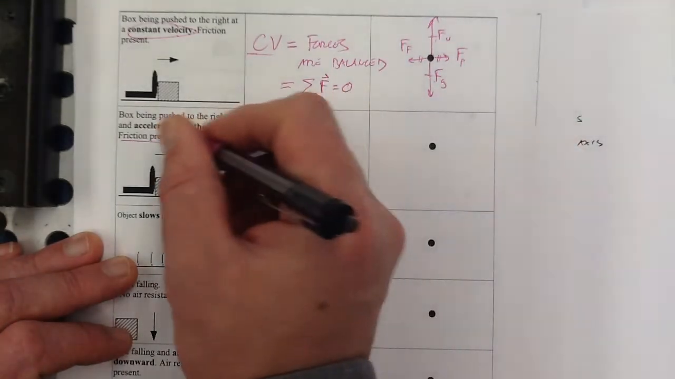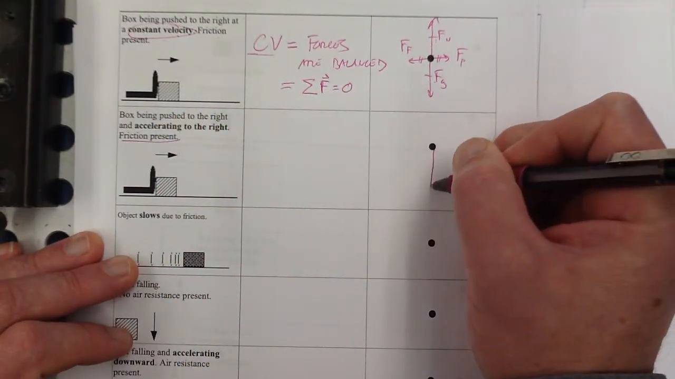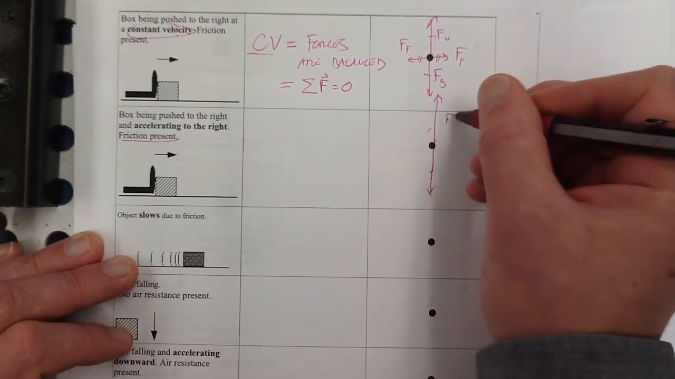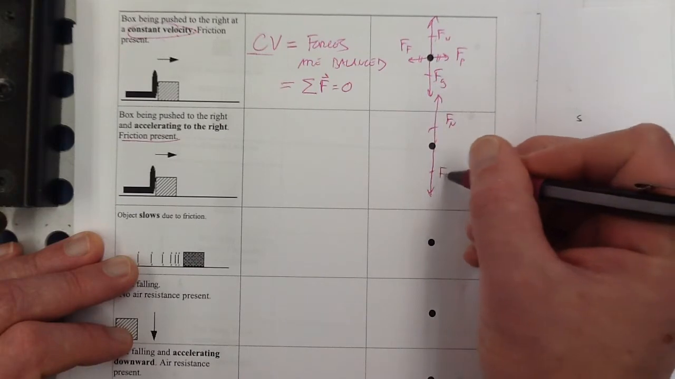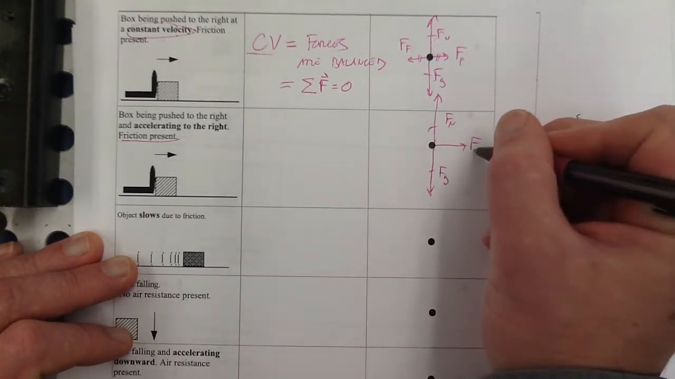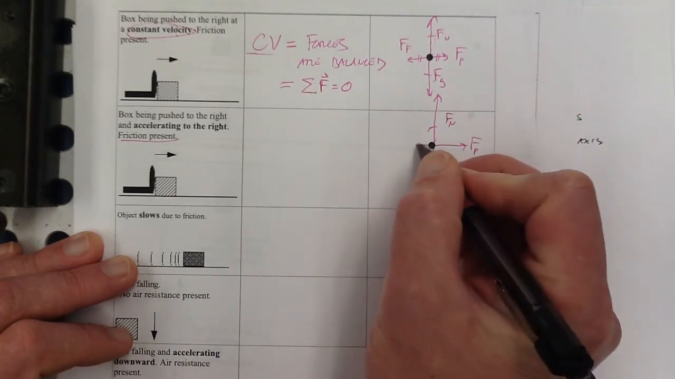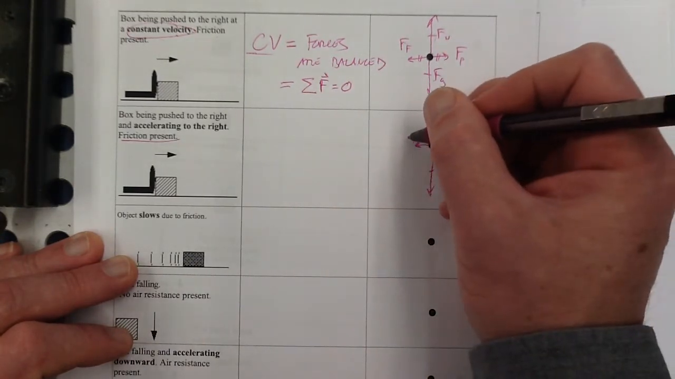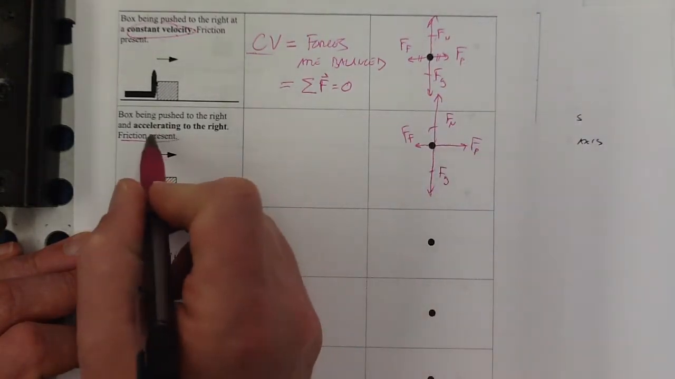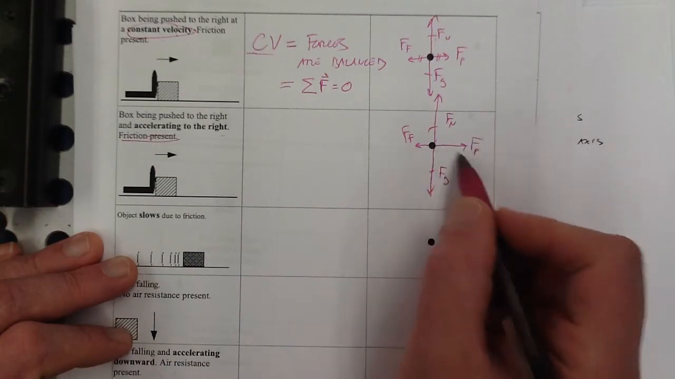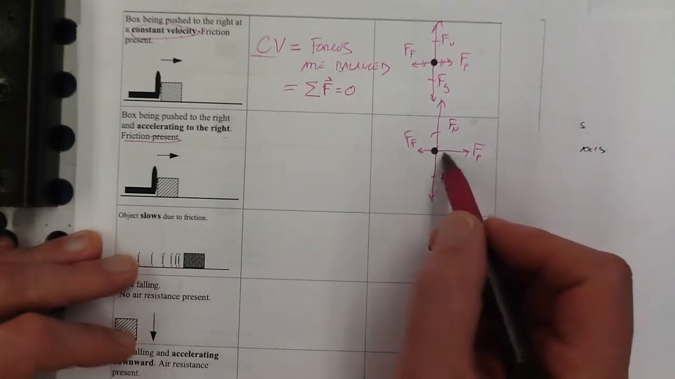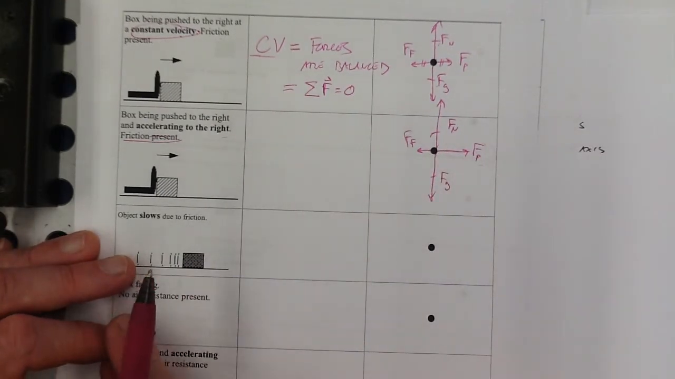Well, let's see. If it's accelerating to the right, there must be some extra force in the direction of that acceleration. So that's my normal force, my gravitational force. Here's my applied force, force of push. And there's a friction force here, but I want to make it clearly look smaller, because if we're accelerating to the right, then this is overcoming that, not balancing it and maintaining constant velocity, but overcoming it and causing an acceleration.